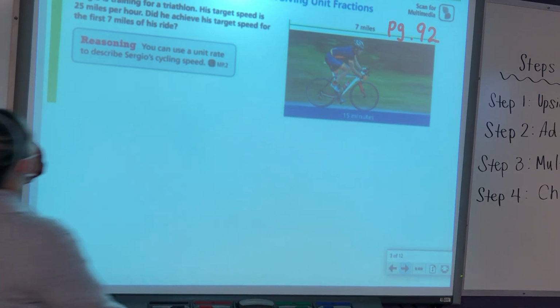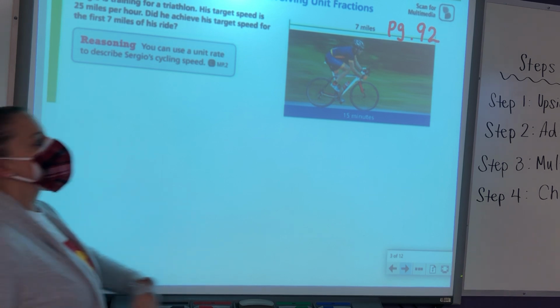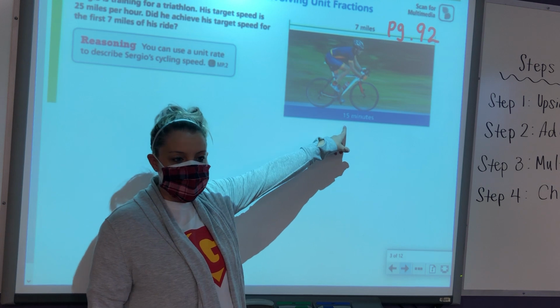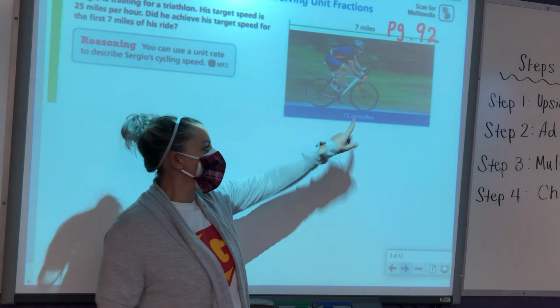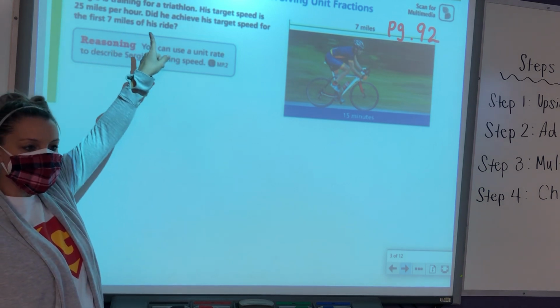All right, so Sergio's training for this triathlon. His target speed is 25 miles per hour when he's on the bike. Did he achieve his target speed for the first 7 miles of his ride? Okay, so in 7 miles, that took him how much? 15 minutes. So we're looking for 25 miles per hour.